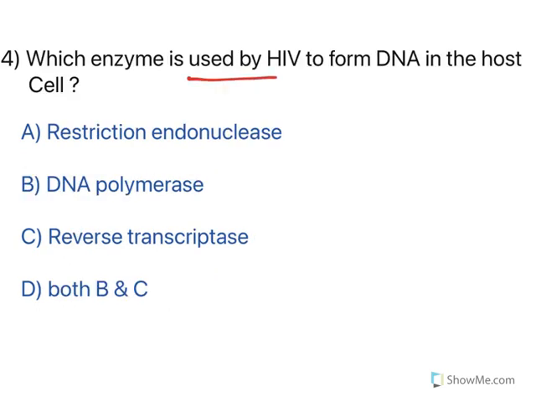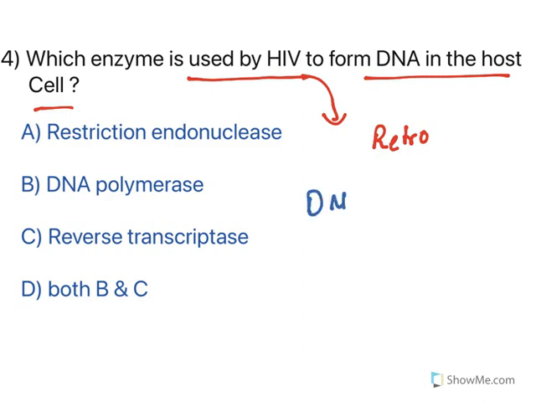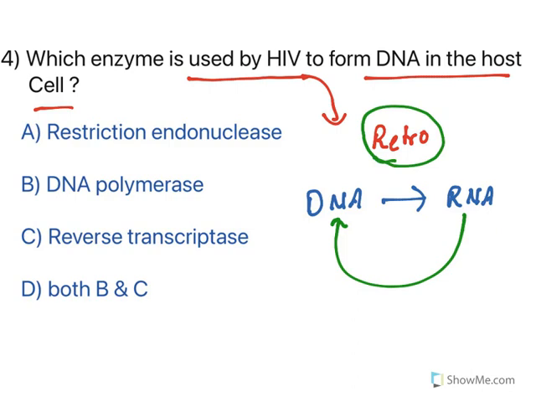Which enzyme is used by HIV to form DNA in the host cell? HIV is known as a retrovirus. The reason why they are called retroviruses is that in the normal biological process, DNA prepares RNA, whereas in retroviruses, RNA prepares DNA. Because it is opposite to the normal process, they are known as retroviruses. The process of DNA to RNA is known as transcription, whereas the opposite one is known as reverse transcription. So HIV makes its DNA from RNA, and the enzyme responsible is reverse transcriptase. So option C is the correct one.